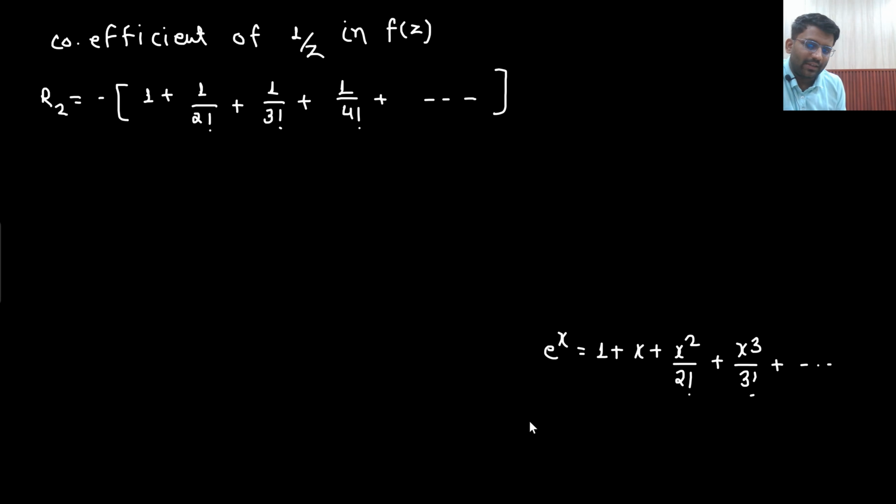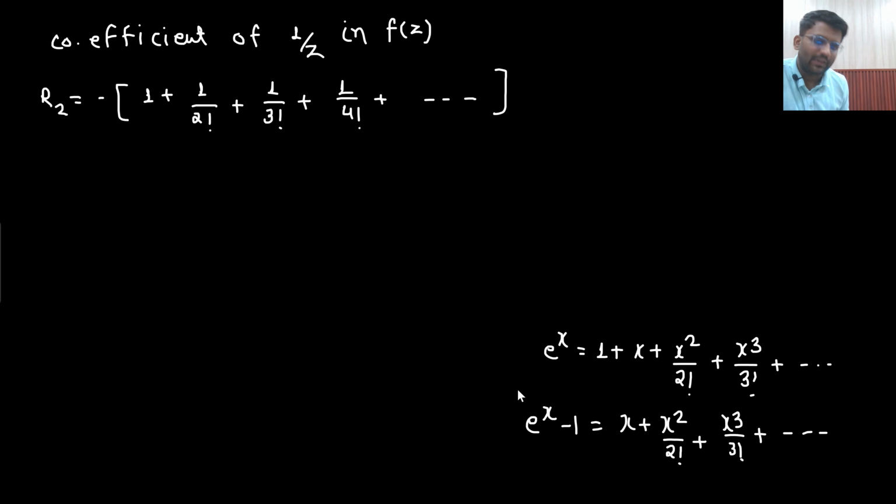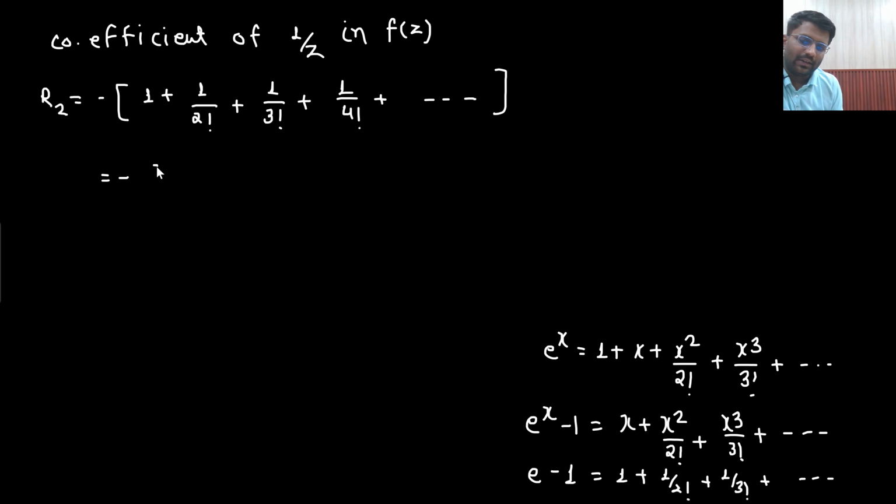Now let's do one thing. What will be e to the power x minus 1? You take this 1 outside and you get x plus x square by 2 factorial plus x cube by 3 factorial and so on. Now in place of x you put 1. What answer do you get? 1 plus 1 by 2 factorial plus 1 by 3 factorial plus 1 by 4 factorial, what is it? It is nothing but e minus 1.